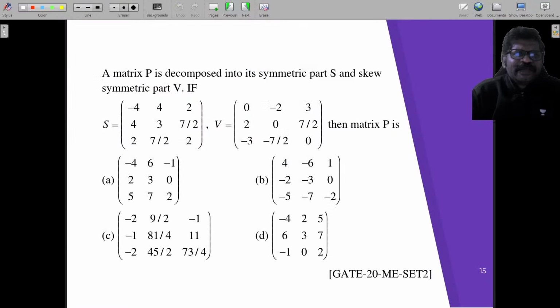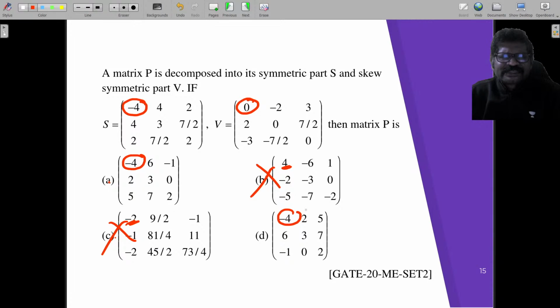Our job is to find the matrix. We can find it easily. Calculate S plus V, and you will get A in the options. Observe: minus 4 plus 0 is minus 4. Minus 4 is in the first option and the last option. In the remaining two options you have 4 here and minus 2 here. Eliminate these two options.